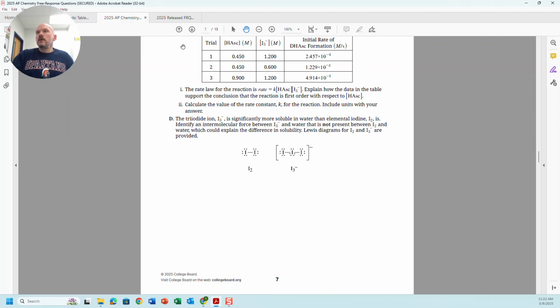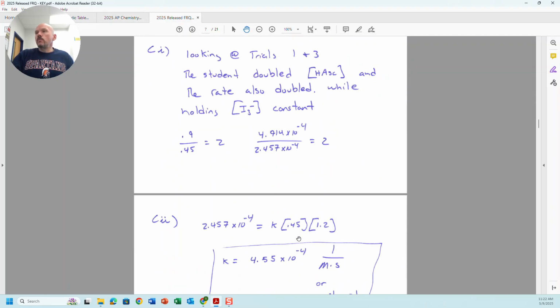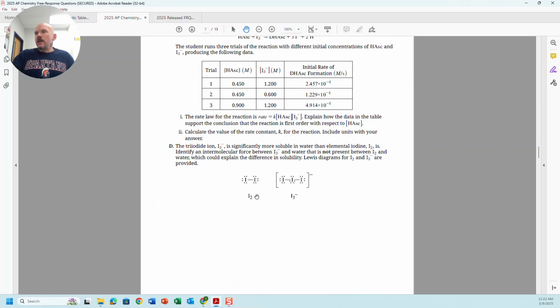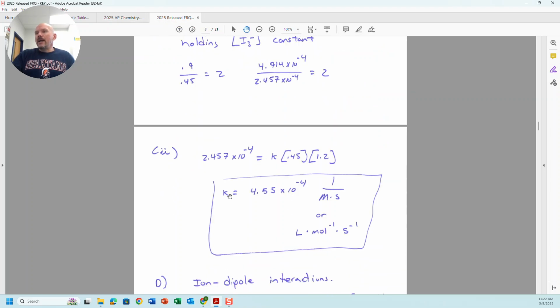Okay, oh, wait, I skipped over calculating K. My fault. I'll come back to that. So, sorry, part 2, calculate K. Just take the data from one of the trials, plug in the rate, plug in the molarities into the rate equation and solve for K, and then don't forget to get the right units of K. So when you do that, I plugged in trial 1. I get K equals 4.55 times 10 to the negative 4.